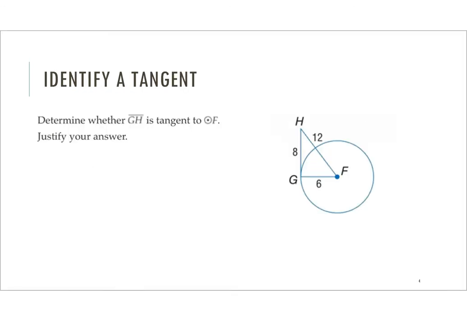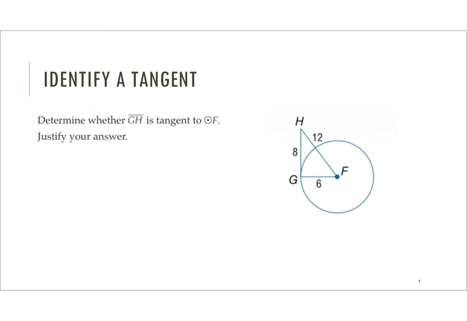Now, the way you prove whether or not a line is tangent is by using Pythagorean theorem. Because if it is a tangent line, then the angle should be a right angle, which means the sides should match up. If it's not a right angle, then Pythagorean theorem won't work.